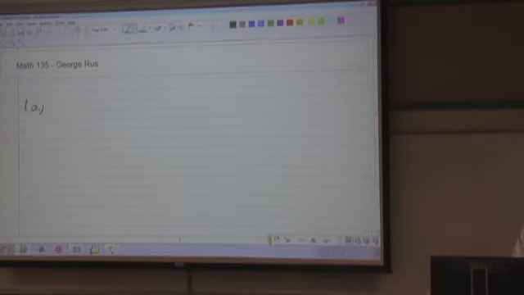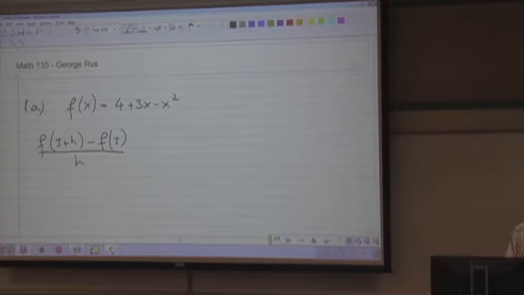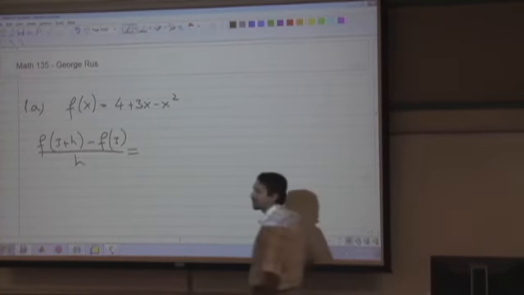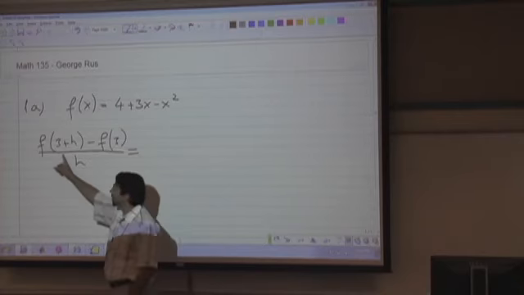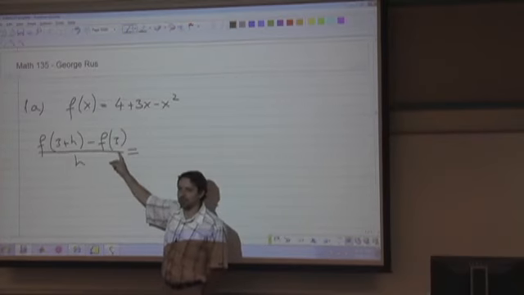Okay, 1a. f of x is equal to 4 plus 3x minus x squared. And so we're looking at f of 3 plus h minus f of 3, divided by h. And by the way, I should probably point out, since I heard two people now saying something about x's, there's no x's anywhere here.